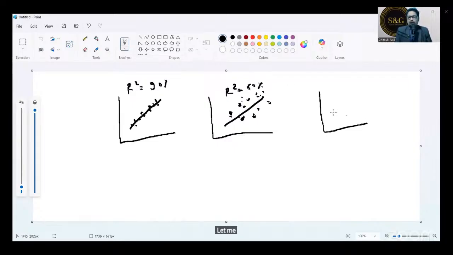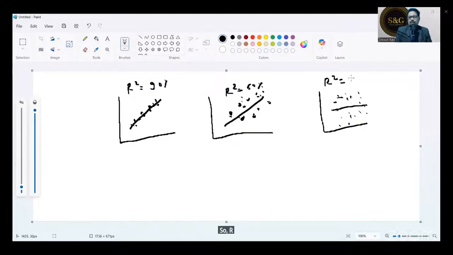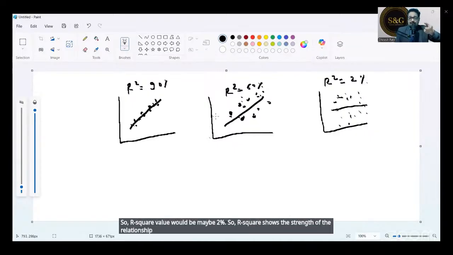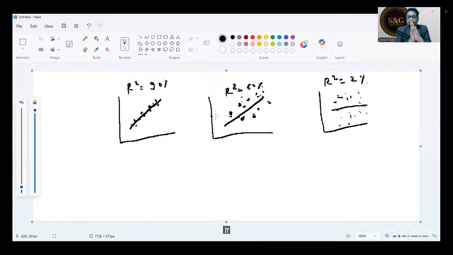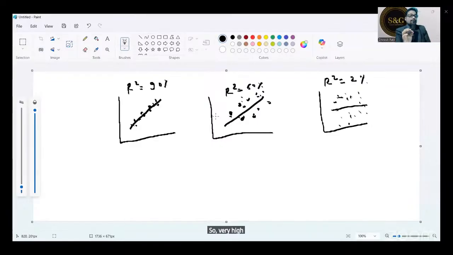Let me give you another scenario where there is no relationship like this. So the R square value would be maybe 2%. So R square shows the strength of the relationship between X and Y. If it is tightly bound, that means the strength of the relationship of X and Y is very strong. So there is a very high impact of X on Y.